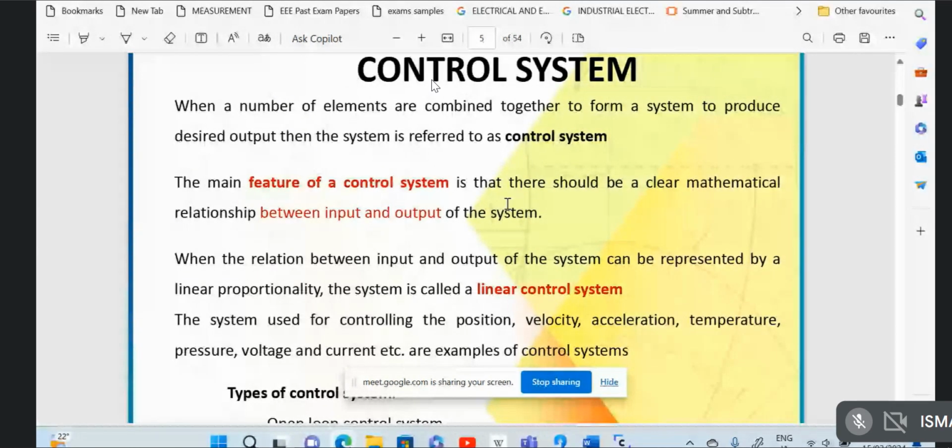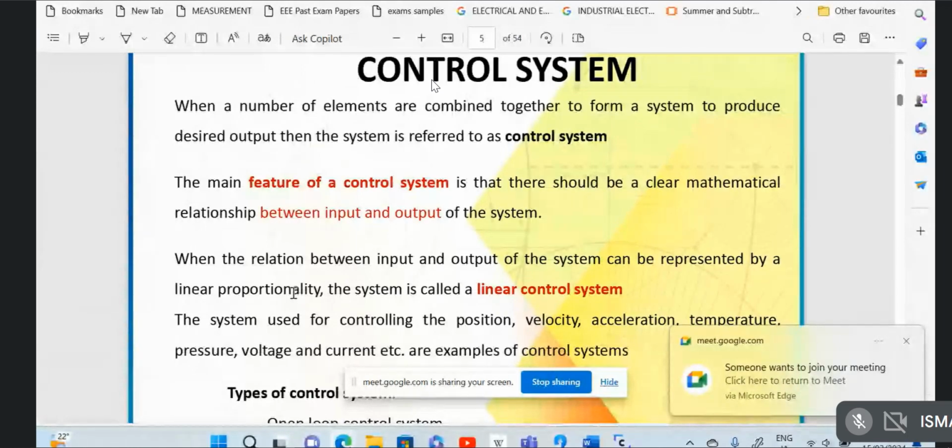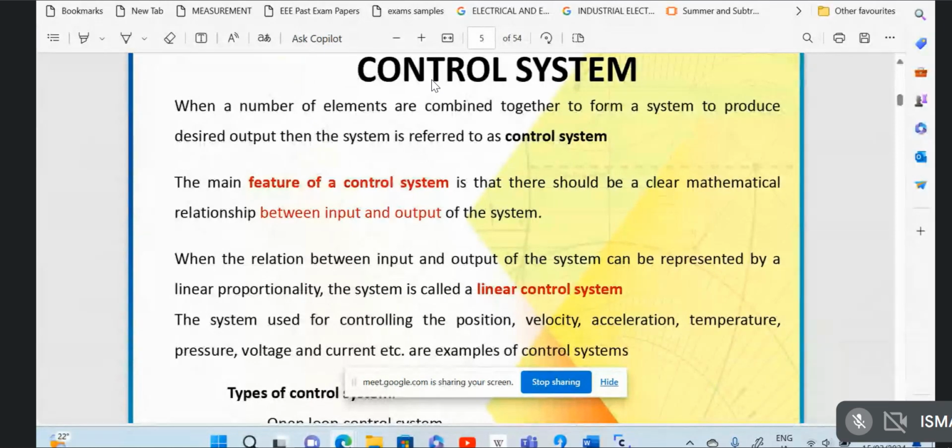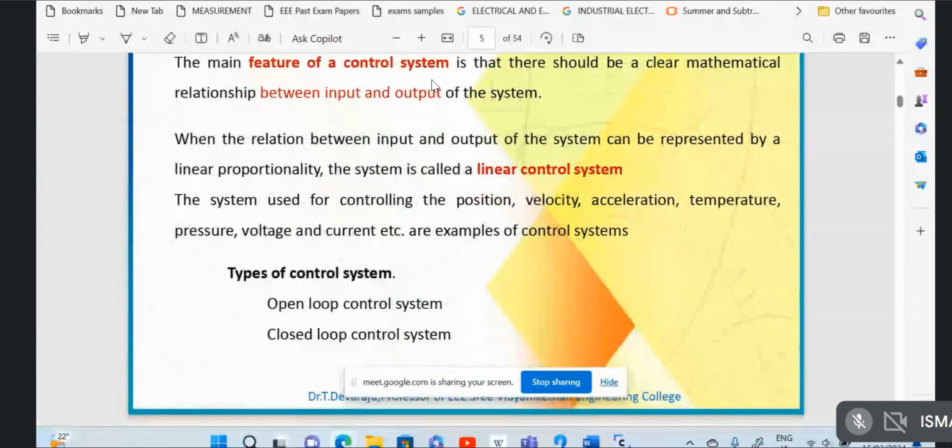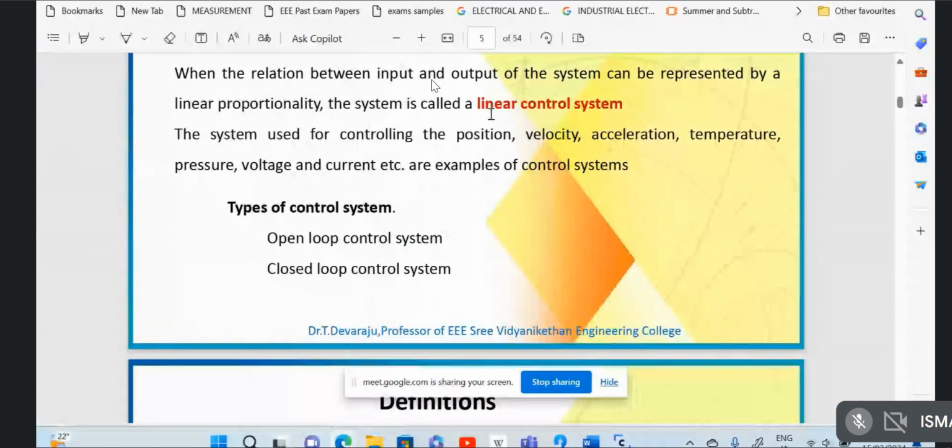The main feature of a control system is that there should be a clear mathematical relation between input and output of the system. So there's no control system without a mathematical relationship between the input and output. It must have. So when the relation between the input and output of the system can be represented by a linear proportionality, the system is called a linear control system.